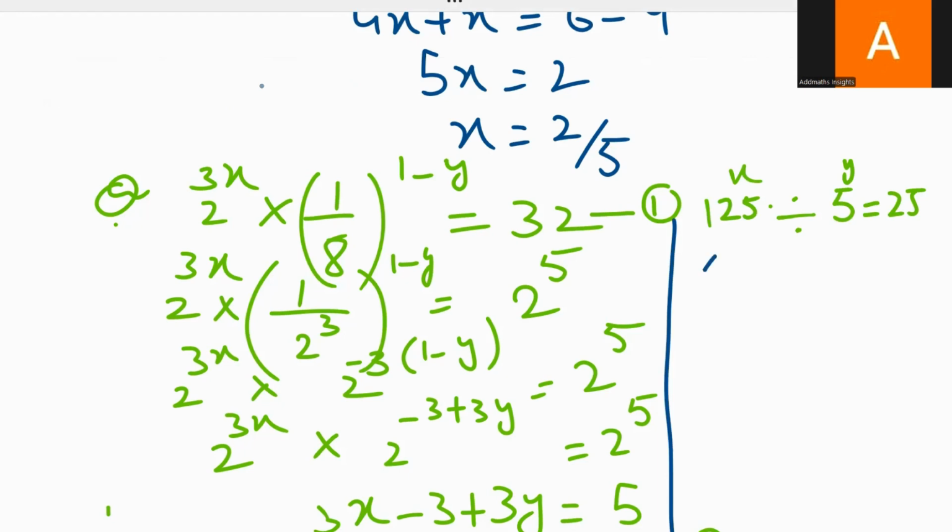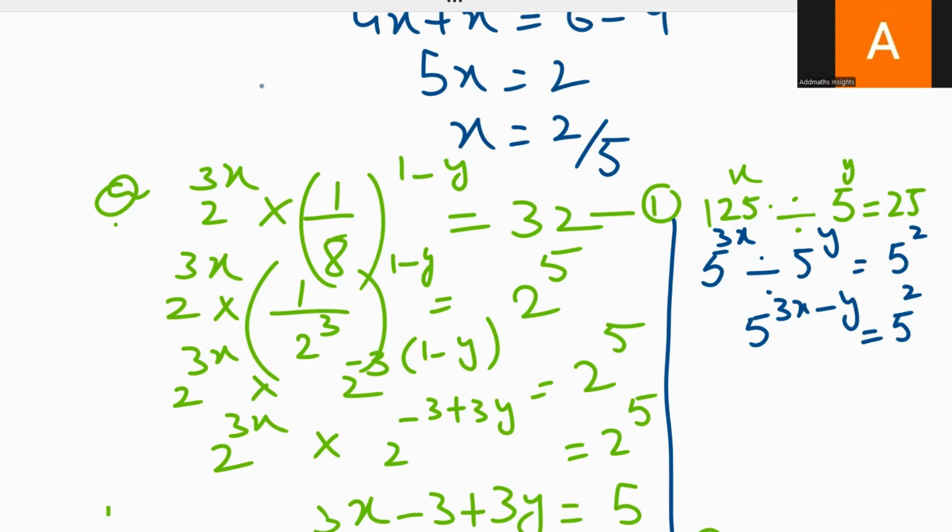You can write 5 cube. It will be 5 raised to the power 3x. And this is 5 raised to power y. And this is 5 square. Now bases are same. There is a division sign. So you can subtract. Right? Now you can compare. So 3x minus y is 2. Right?